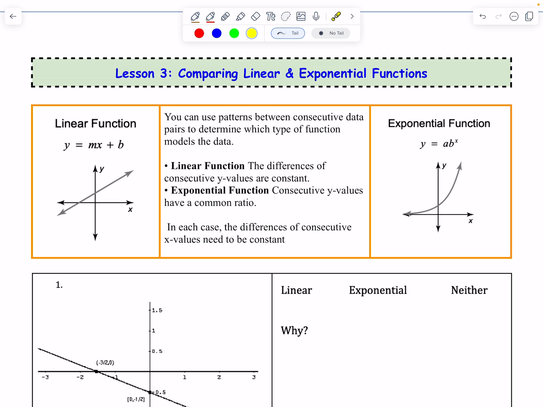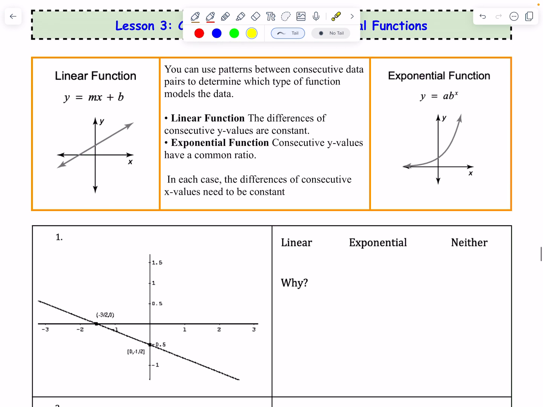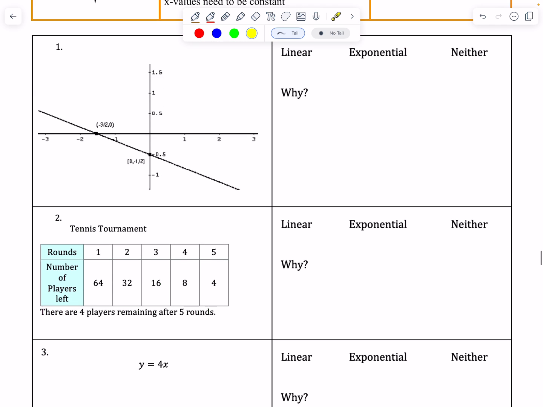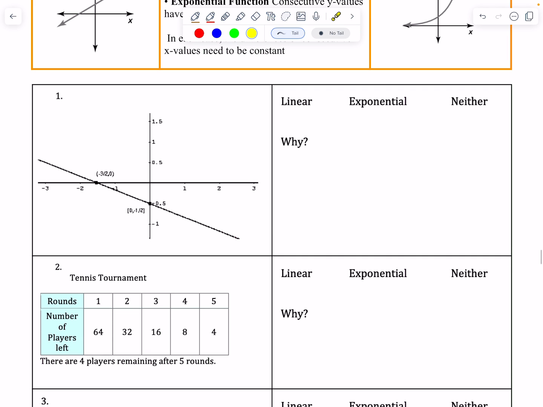So you can use patterns between consecutive data pairs to determine which type of function models the data best. Linear functions have the differences of consecutive y values that are constant, where exponential functions have consecutive y values that have a common ratio between them. But in each case, the differences of consecutive x values need to be constant. So let's take a look at some examples of is it linear, exponential, or neither, and why.